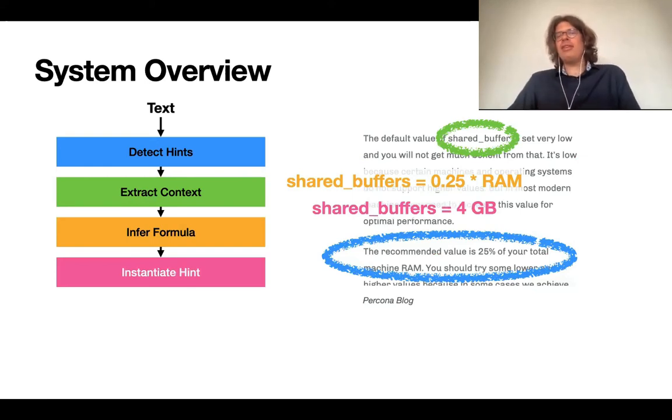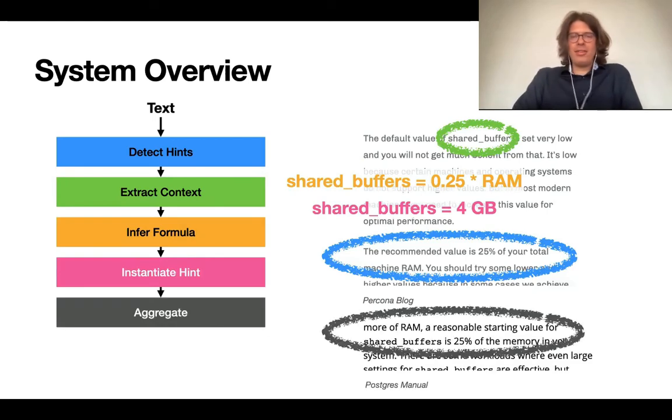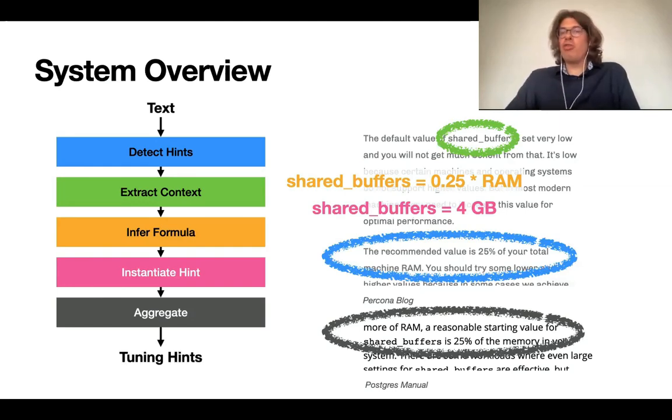However, we don't necessarily want to rely on one single document for tuning, so we verify consistency between multiple tuning documents in our collection. Now, in this case over here, we find a similar tuning hint in a different document, and that means that we probably want to add this tuning hint to the final tuning recommendations, which is the output of the system.